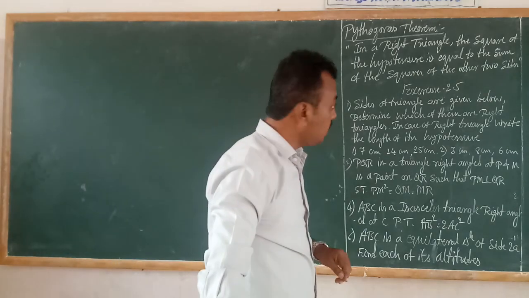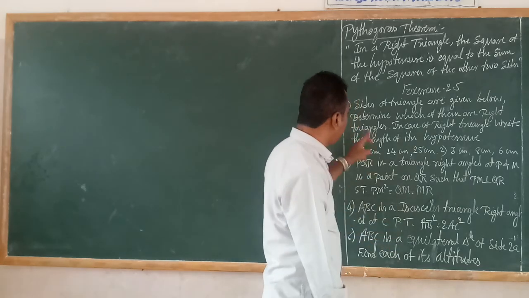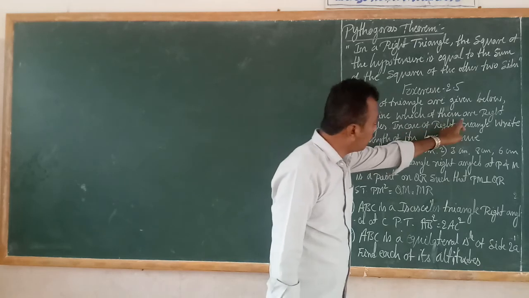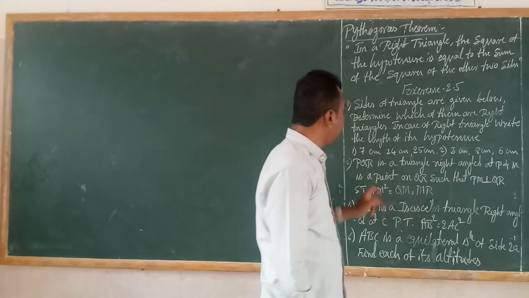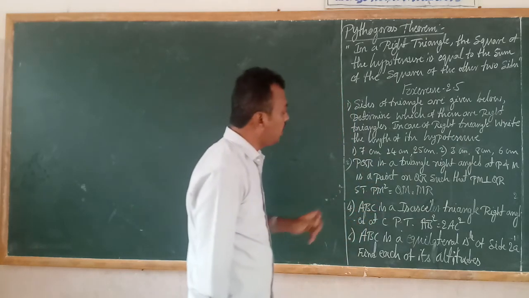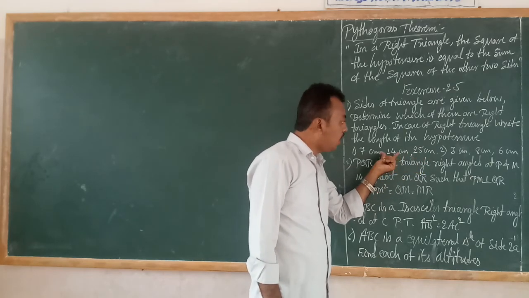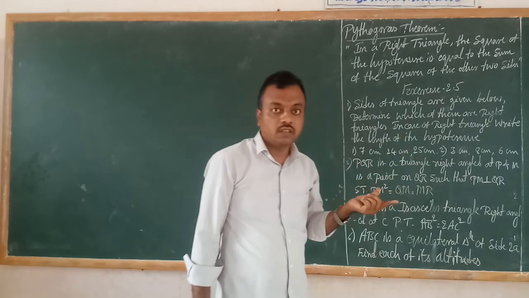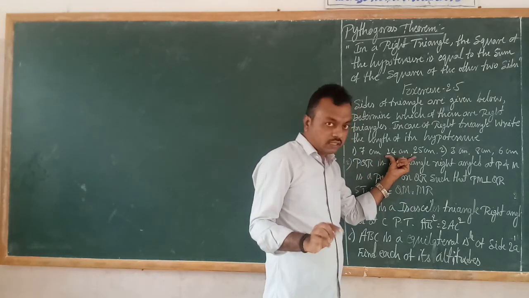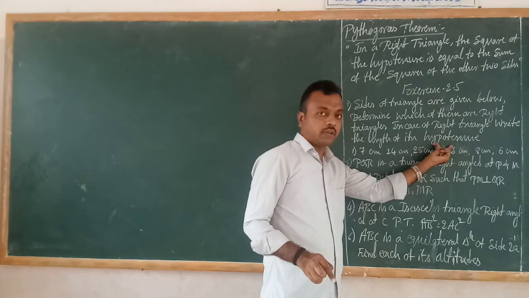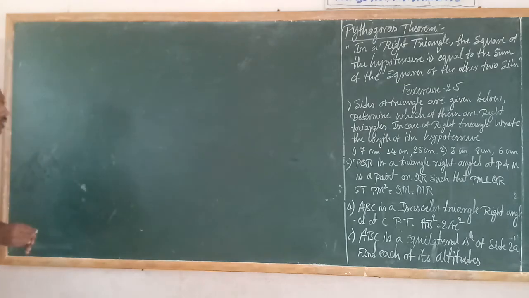What is the question? Exercise, first question. Sides of triangles are given below. Determine which of them are right triangles. In case of a right triangle, write the length of the hypotenuse. They have given the sides. We have to check whether these sides are the sides of a right angle triangle. If they are, then we have to calculate the hypotenuse. So let us check.